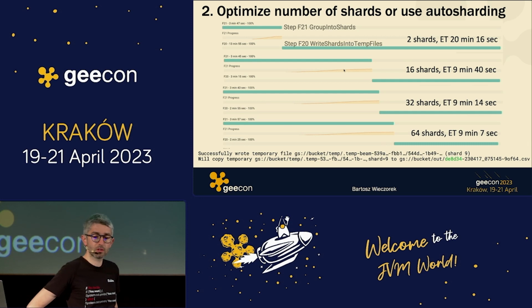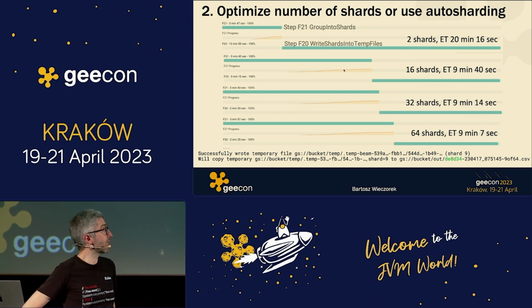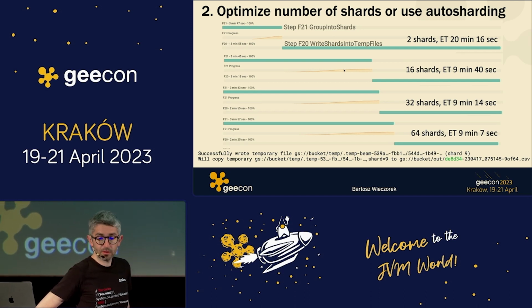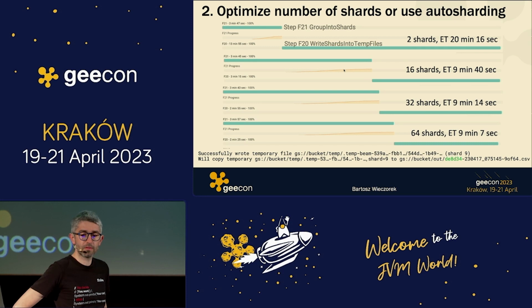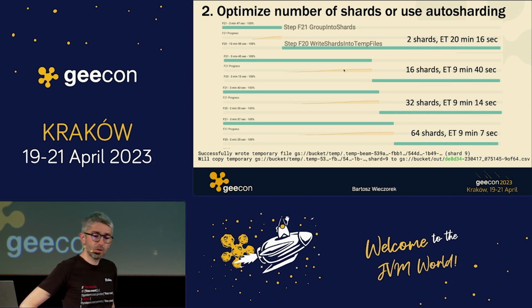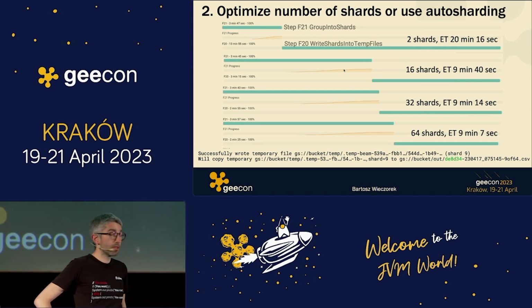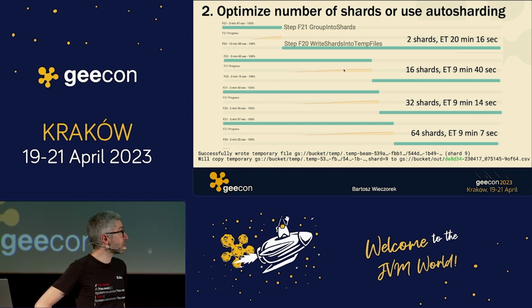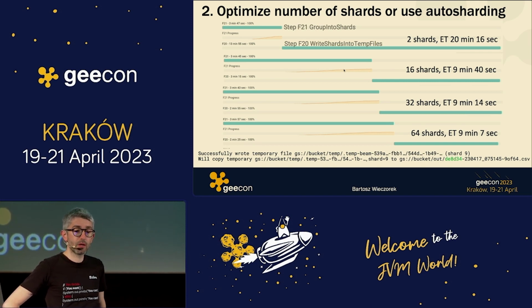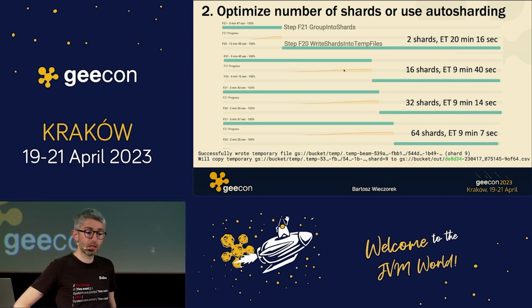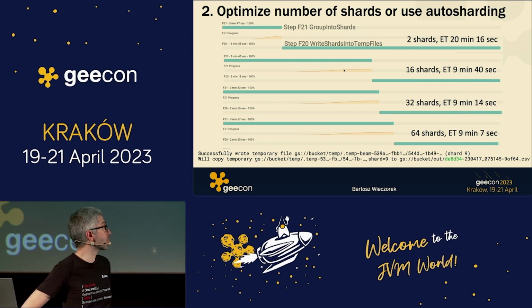With 32 shards, so 2 times more shards than cores, there was a little bit of a gain, like 26 seconds, and even running 64 shards, another 5 seconds difference. So we need to find the best number of shards, because going too high is also not good: stage F21, which is about grouping, so preparing the shards, will take longer and longer if we use more shards.